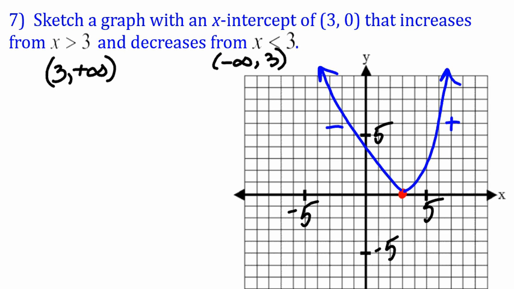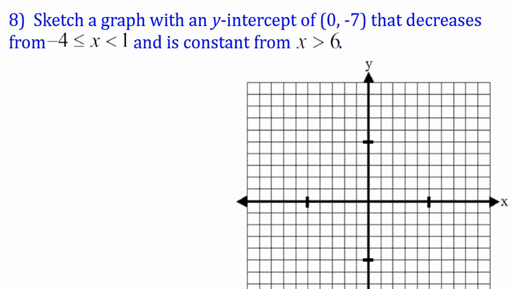Let's try one more. Sketch a graph with a y-intercept of (0, -7) that's going to decrease on the interval x is greater than or equal to -4 but less than 1, and is constant over the interval x is greater than 6.